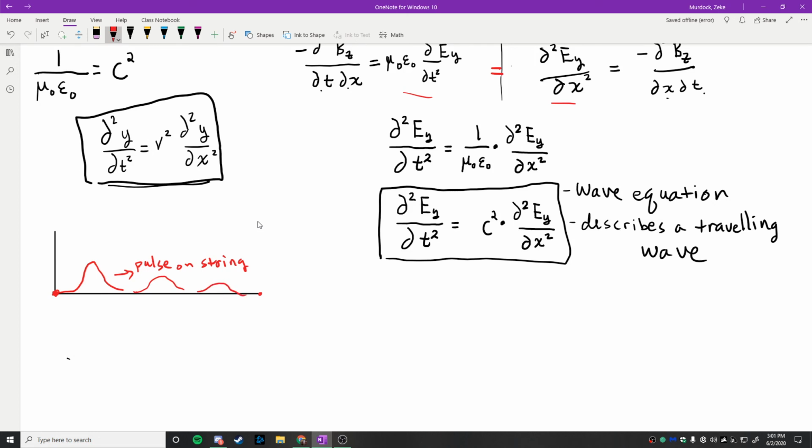But this pulse basically, you think about, you take a hose, right? And you lift it up and you whip it really quickly. Or a whip itself, or a piece of string. And if this is the y direction and this is the x direction, then y as a function of x and t describes basically the shape of the pulse.